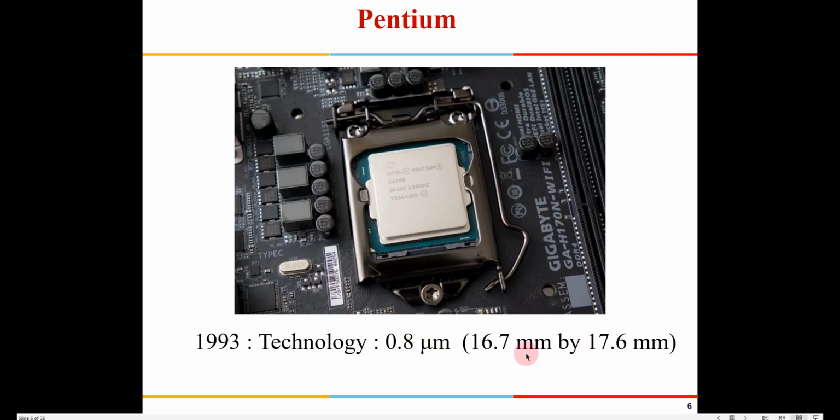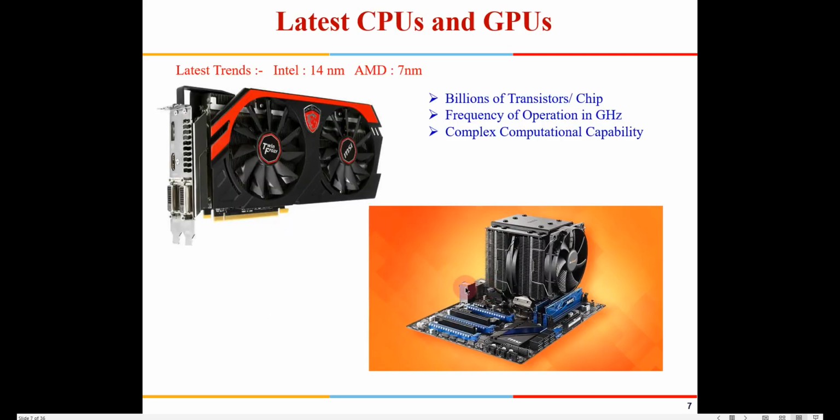That is the minimum feature size which this technology offers. The size of the core Intel processor was 16.7 mm by 17.6 mm, and there were a few thousand transistors in this Pentium. Today we have Intel 14 nanometer and AMD 7 nanometer processors. It is not that the CMOS technology has remained the same. The basic principle of operation has remained the same, but the device size has shrunk from a few micrometers to almost single digit nanometer device size.